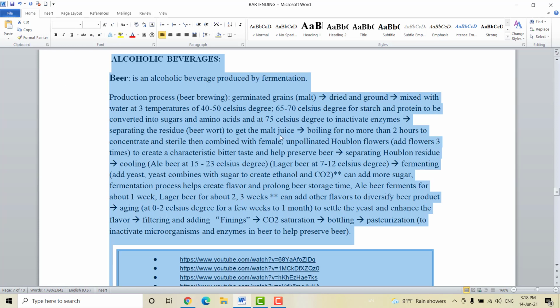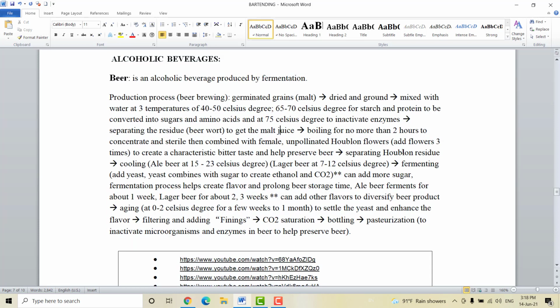Alcoholic beverages. Beer is an alcoholic beverage produced by fermentation. Production process: beer brewing. Germinated grains, malt, are dried and ground, then mixed with water at 3 temperatures: 40 to 50 Celsius degree, 65 to 70 Celsius degree for starch and protein to be converted into sugars and amino acids, and at 75 Celsius degree to inactivate enzymes. Separating the residue, beer wort, to get the malt juice.